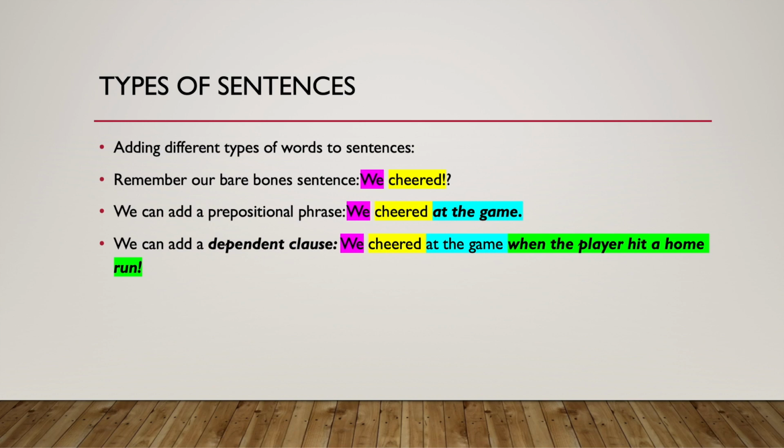You can add different types of words to sentences. Remember the bare bones sentence, we cheered? Well, you could add a prepositional phrase to that. We cheered at the game. You can add a dependent clause, and this is something I'm going to go over in more detail later on in the slide. We cheered at the game when the player hit a home run. When the player hit a home run, that portion of the sentence is the dependent clause.